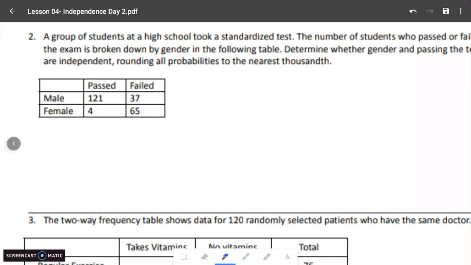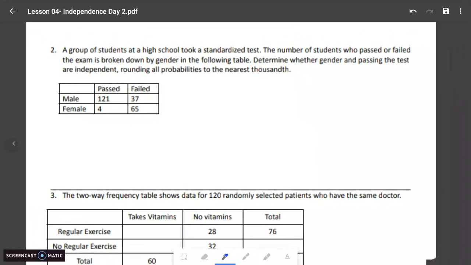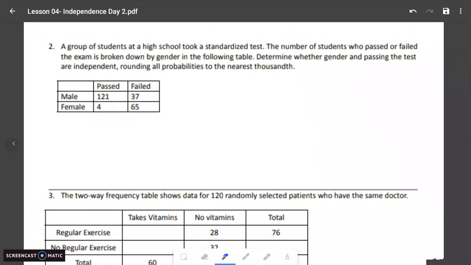Hey everyone, in this video we're going to look at the second part of lesson 2. So you were supposed to try these practice problems on your own on this page. Hopefully you did that, but now we're just going to compare our answers.